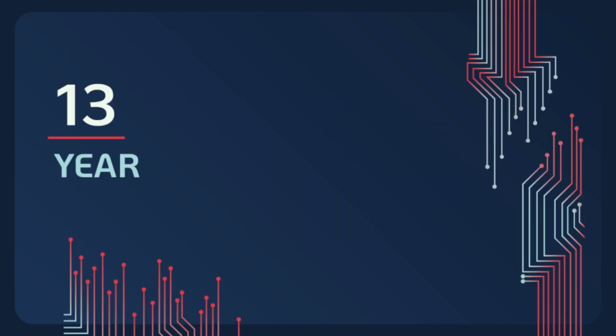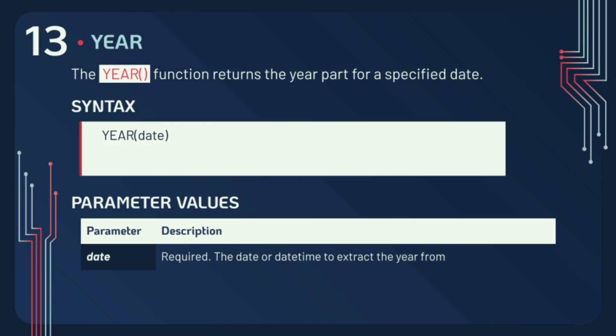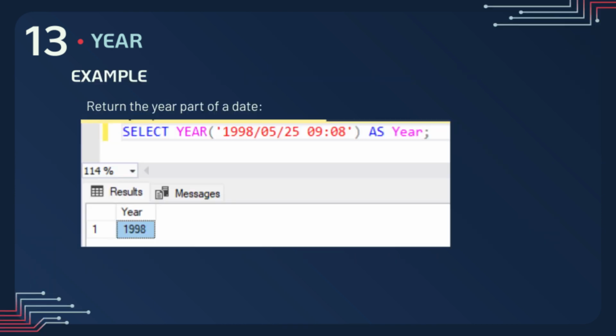And lastly, we have the YEAR function. Now, the YEAR function returns the year part for a specified date. So we have here the syntax, YEAR and date, with the parameter being the date. It is a required parameter, the date or datetime to extract the year from. So let's head on to the examples.